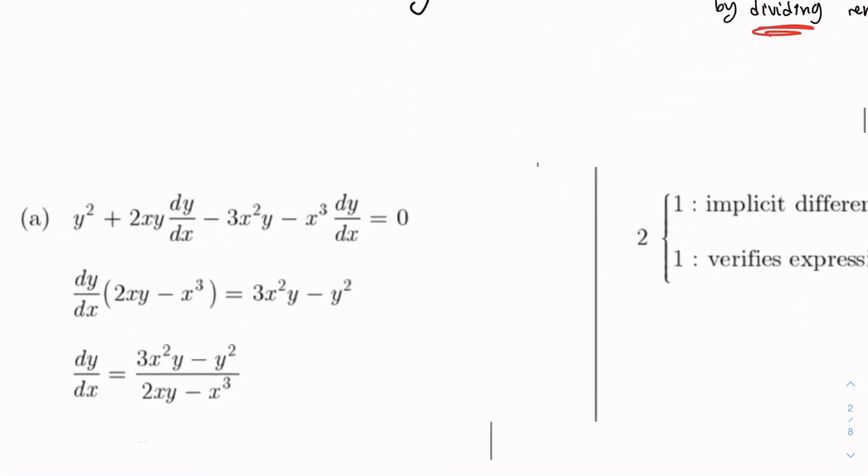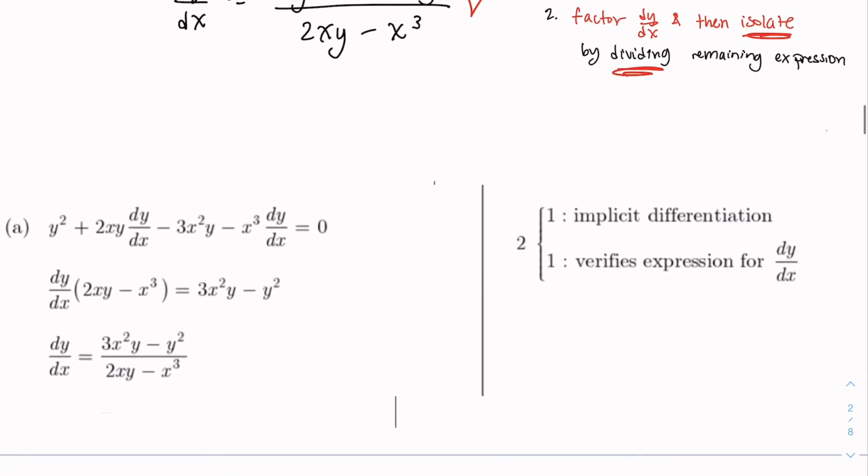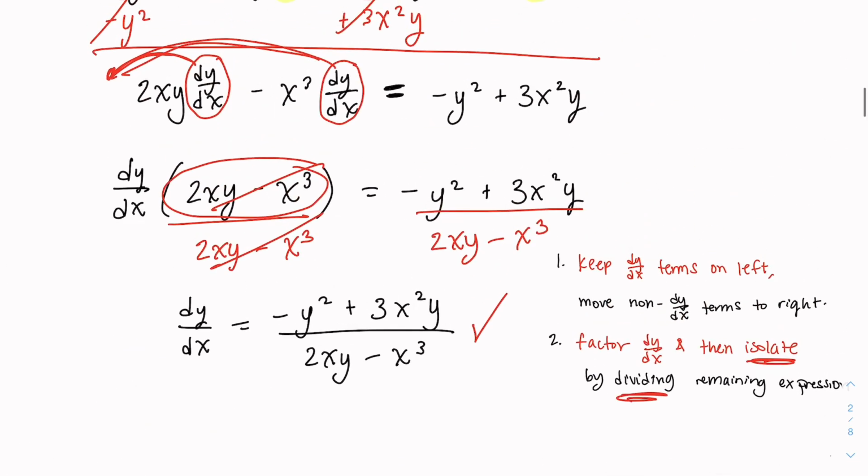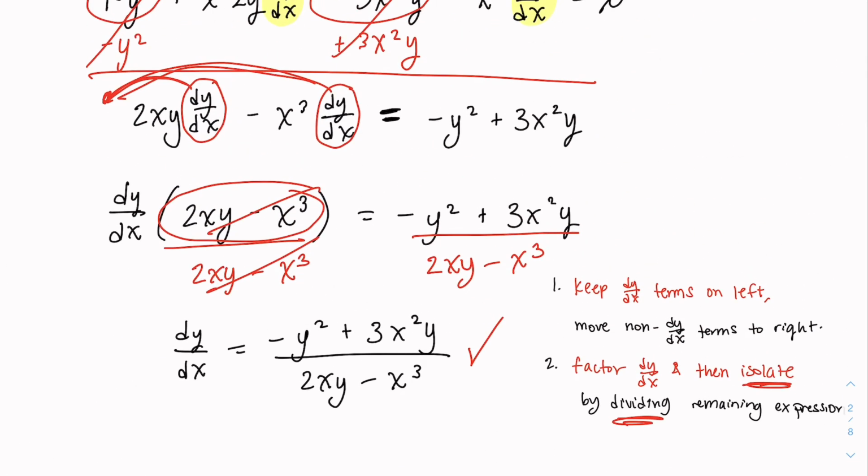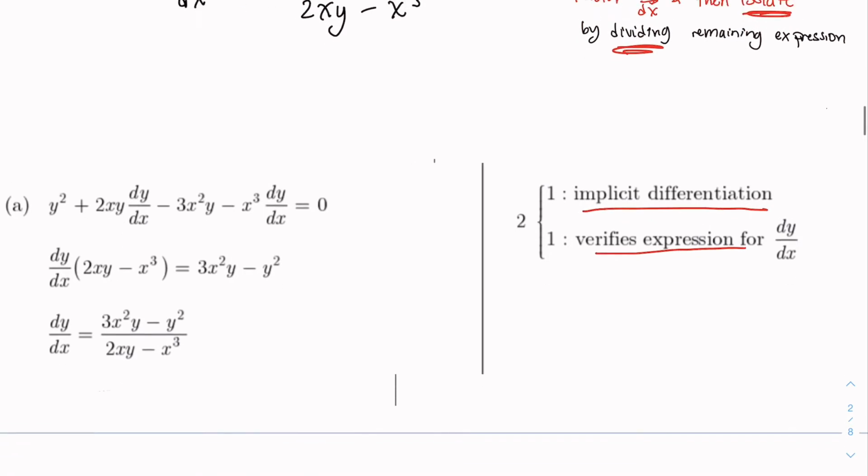Let's see how we did with the scores. So this part was worth 2 points. 1 point for the implicit, and then 1 point for getting it all the way, doing the factoring and the division. So that was a separate point for getting dy dx by itself.